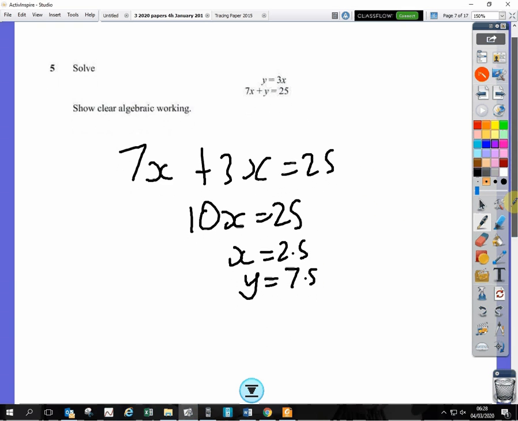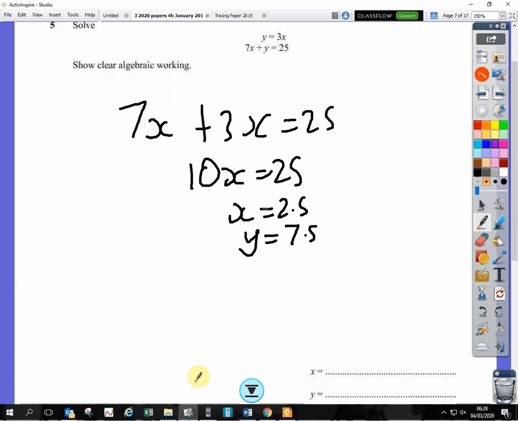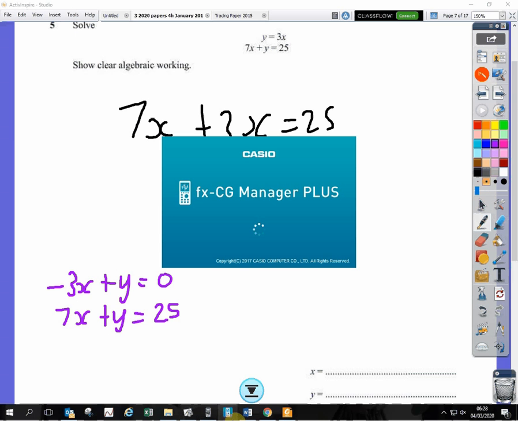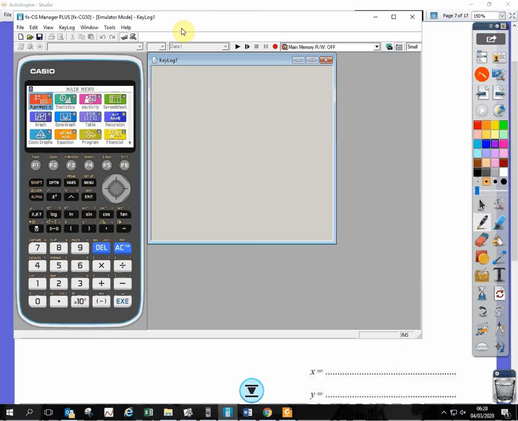Now, if you prefer to use the other method using the Casio calculator, it needs to be in the form x's plus y's equals a number. So we have minus 3x plus y equals 0, then 7x plus y equals 25. You can use the Casio mode, it's absolutely fine. You've got the CG50 to do this, or you've got the ClassWiz. Just go to the simultaneous equations mode and it'll give you the answer, but it's got to be in this format, you see.